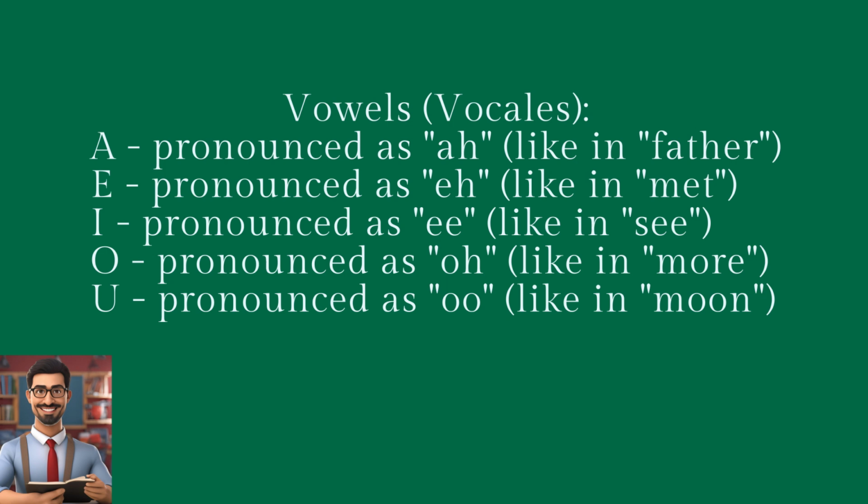With the vowels. In Spanish, there are 5 vowels. A, E, I, O, U. A is like father. E, like met. I, like see. O, like more. U, like moon. A, E, I, O, U.